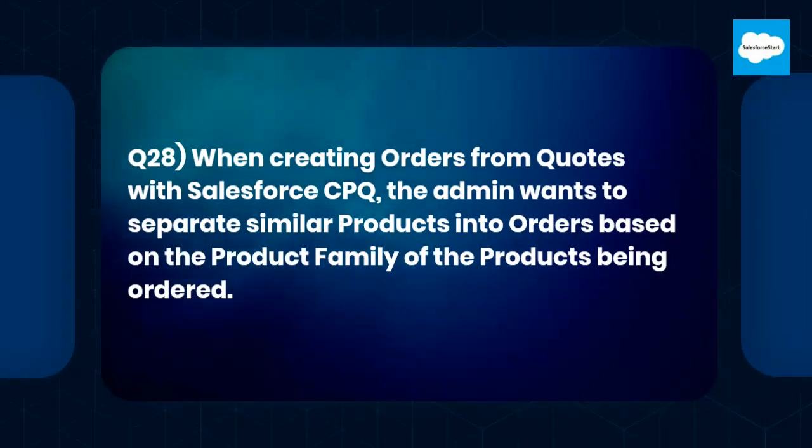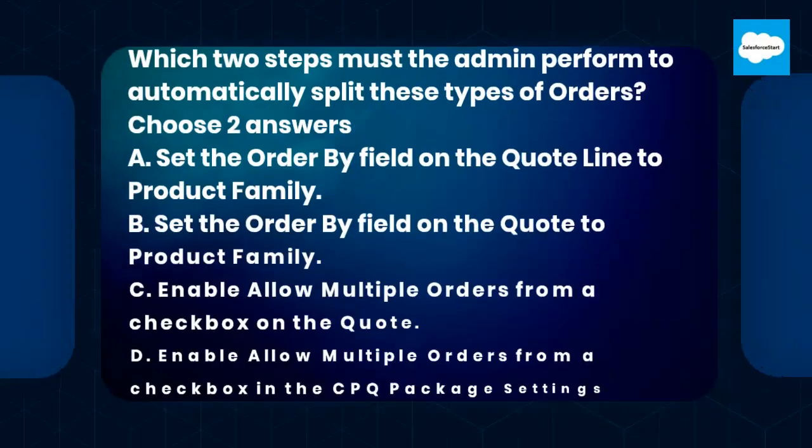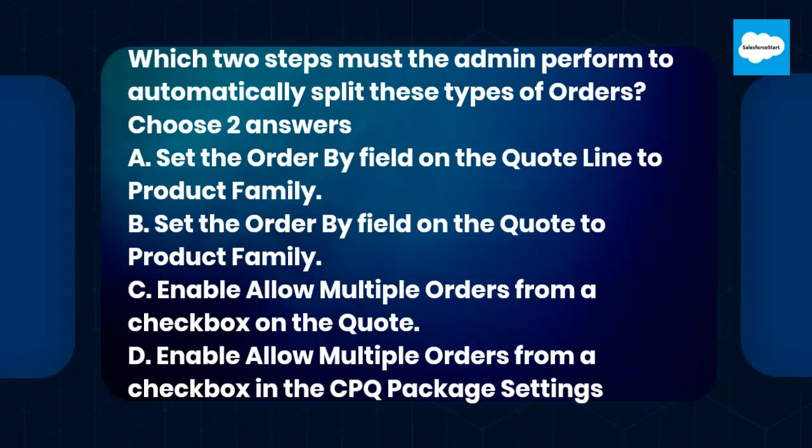Q28. When creating orders from quotes with Salesforce CPQ, the admin wants to separate similar products into orders based on the product family of the products being ordered. Which two steps must the admin perform to automatically split these types of orders?